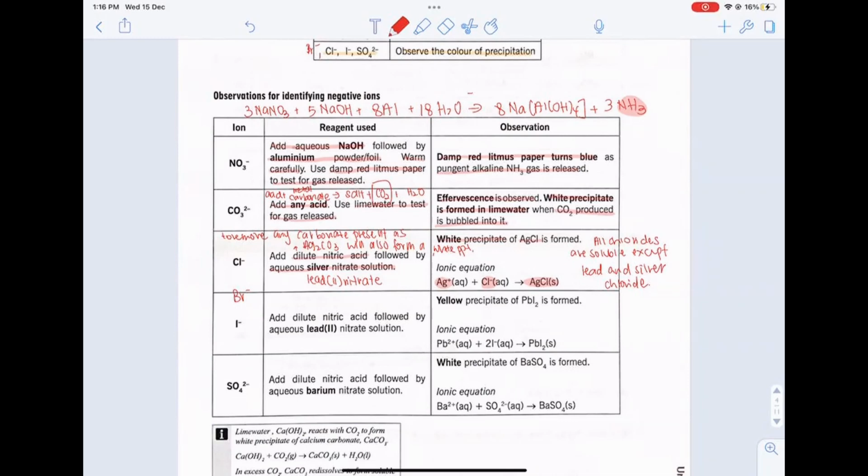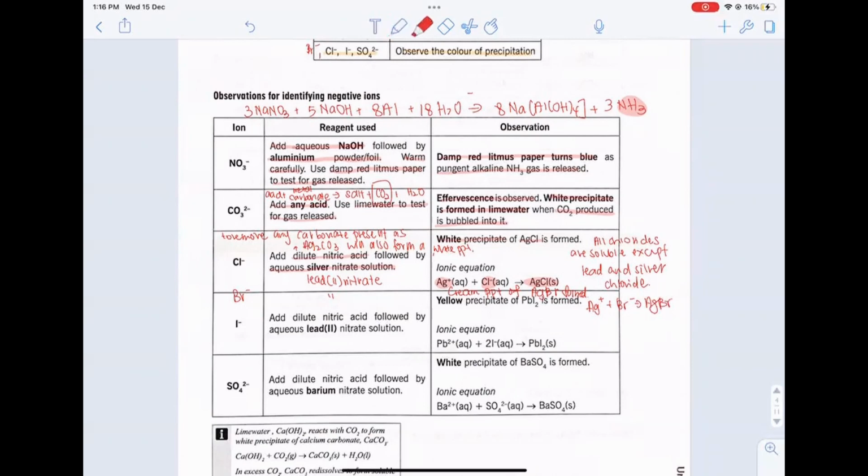So for bromide, you also do the same thing. Exactly the same reagent used. It's just that the product is different. You will have a cream precipitate of AgBr. Okay? So it is cream, so the ionic equation is Ag+ + Br- gives AgBr.